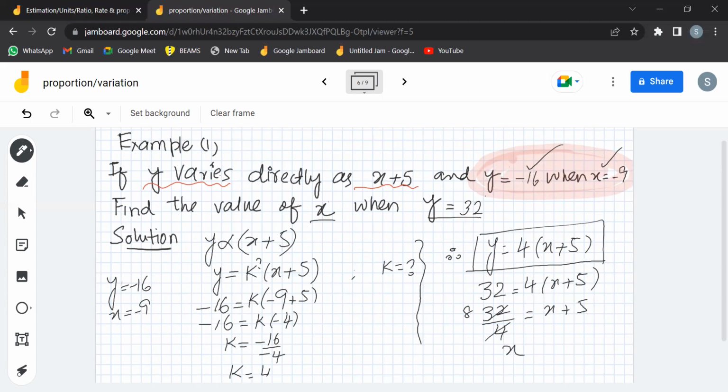x plus 5 is equal to 8. x is equal to 3. x equals 3 is the answer.